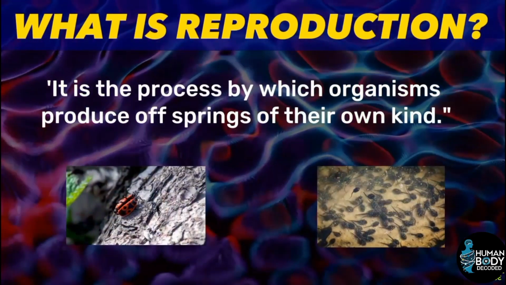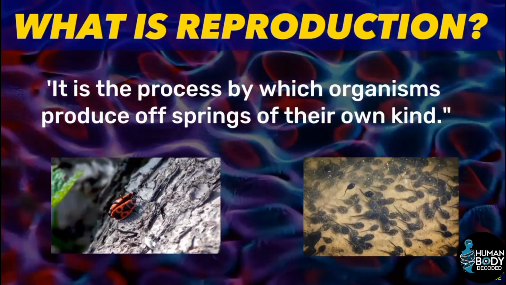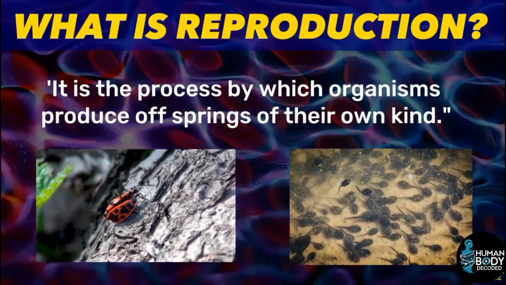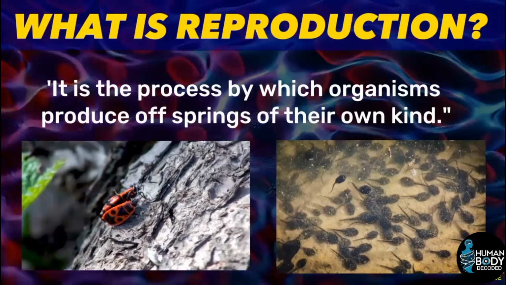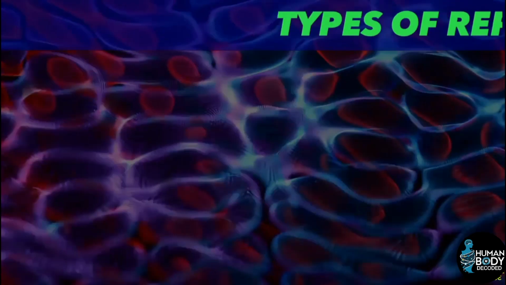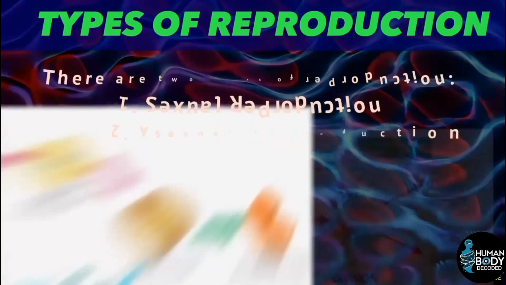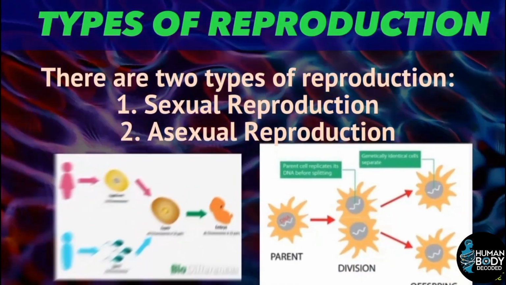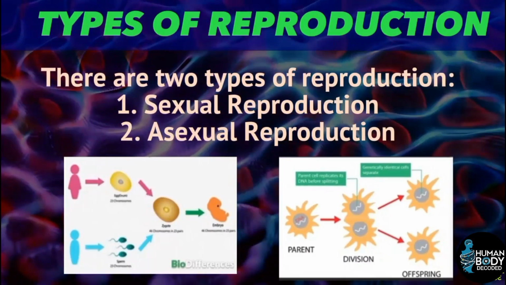Reproduction is a process in which organisms produce offspring that resemble themselves. This is what we call reproduction. Reproduction occurs in two main types: sexual reproduction and asexual reproduction.